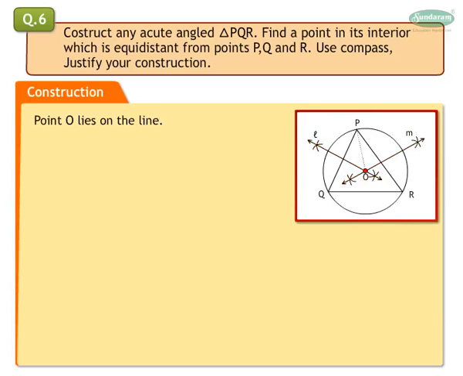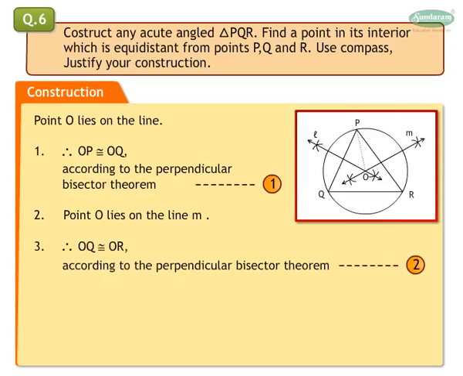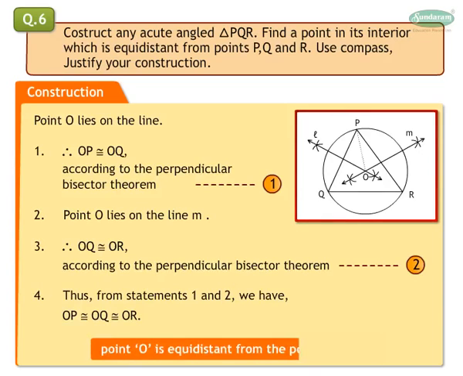Point O lies on the line L. Therefore, OP is congruent to OQ according to the perpendicular bisector theorem. Let us mark it as statement 1. Point O lies on the line M. Therefore, OQ is congruent to OR according to the perpendicular bisector theorem. Let us mark it as statement 2. Thus, from statements 1 and 2, we have OP is congruent to OQ is congruent to OR. Therefore, point O is equidistant from the points P, Q and R.